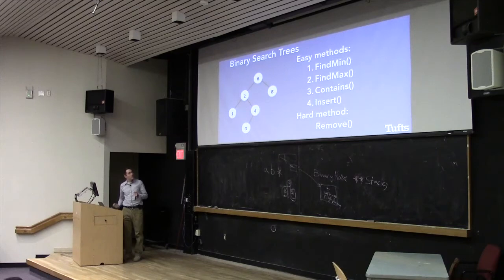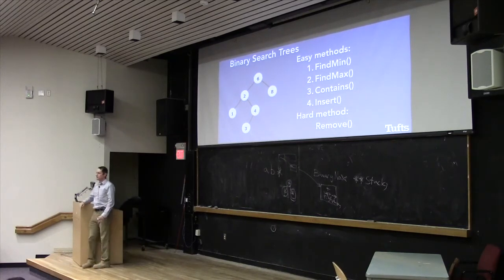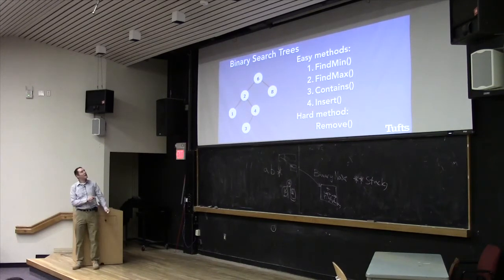Okay. So we can do some operations on binary search trees. There are some easy methods that we can do. These are the easy ones: find min, find max, contains, insert, and then there's one that I'm calling hard. It's not particularly hard. It's just harder than doing the other ones, and we'll get to what that means in a minute.